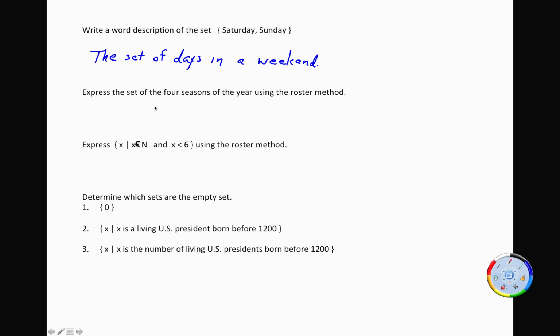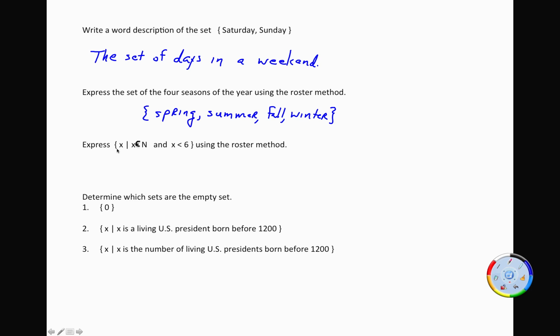Okay, express the set of the 4 seasons of the year using the roster method. The roster method means I'm just going to list the 4 seasons in my set notation, so inside the braces. So I've got spring, summer, fall, winter. I hope you excuse my penmanship. It's very difficult to write for me with this tablet.